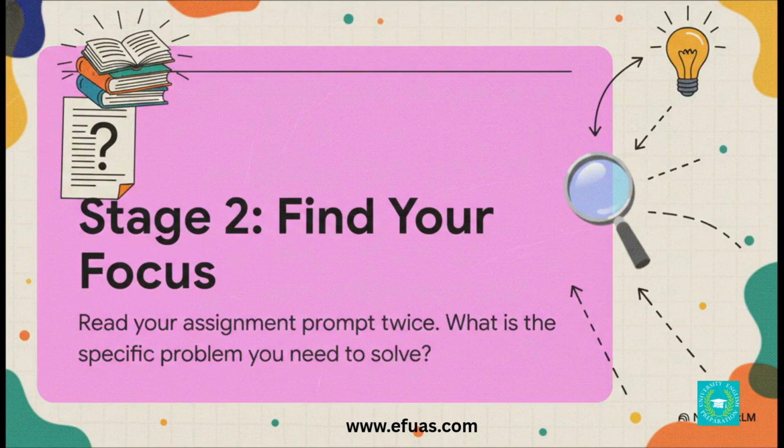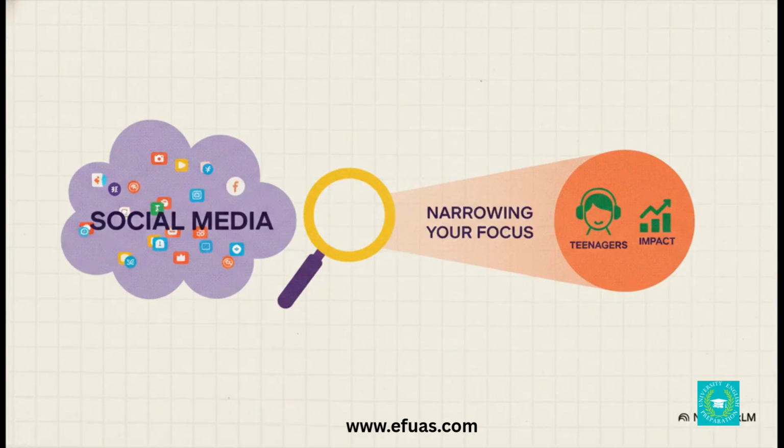All right, on to stage 2, finding your focus. My best advice here is to read your assignment instructions, your prompt, at least 2 times. You really want to look closely to find the specific problem your professor is asking you to solve. So, for example, let's say the prompt asks you to analyze the impact of social media on teenagers. Your topic isn't just social media. No way, that's way too big. Your specific focus is the impact on a very specific group, teenagers. Getting that focus right makes everything that comes next so much easier.